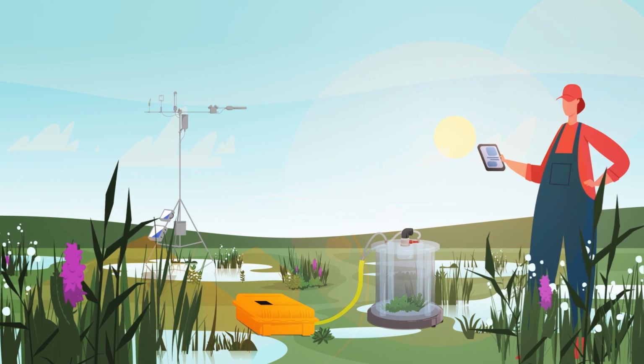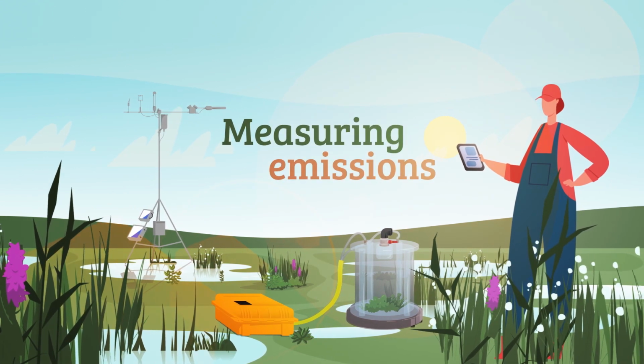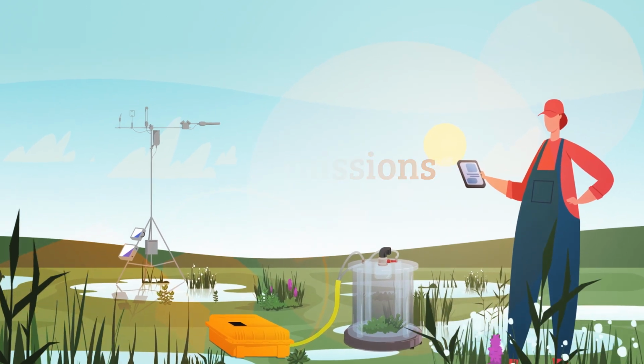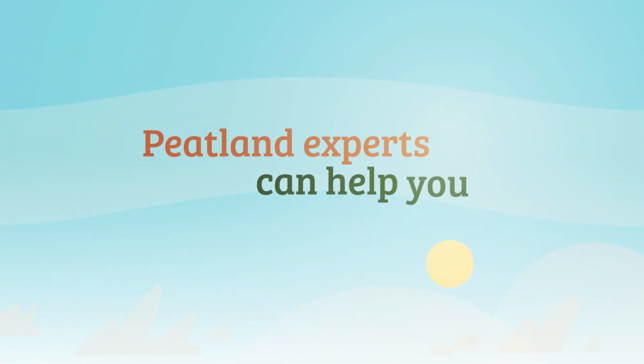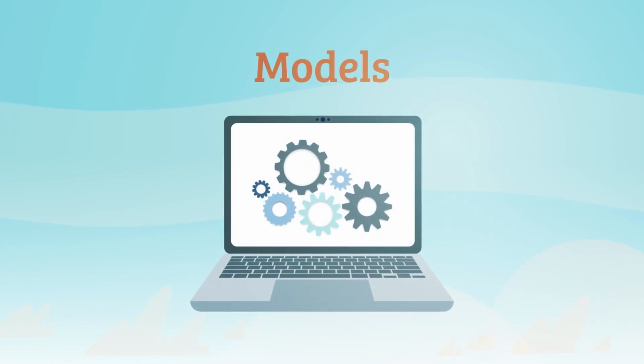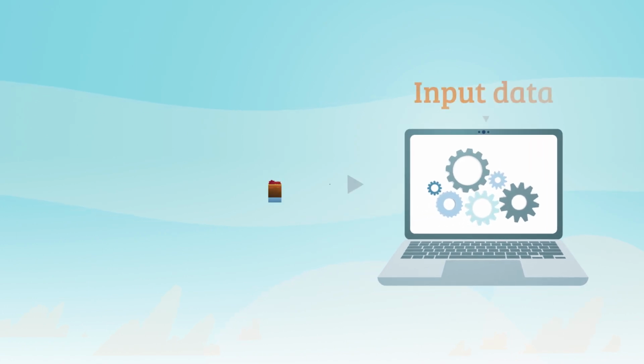Firstly, we need to know if the peatland emits or absorbs carbon, which means measuring the greenhouse gas emissions from your site. But this can be time-consuming and expensive. However, peatland experts can help you. They use models to estimate the carbon fluxes, indicating the state of your peatland.